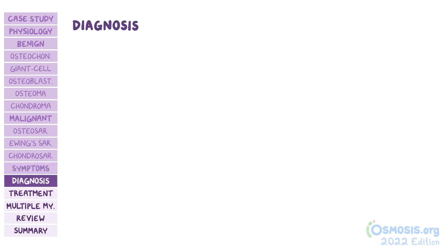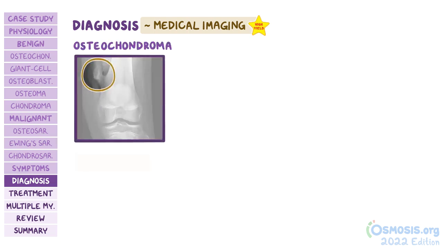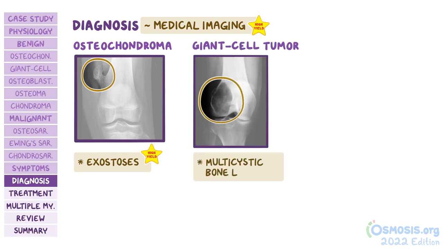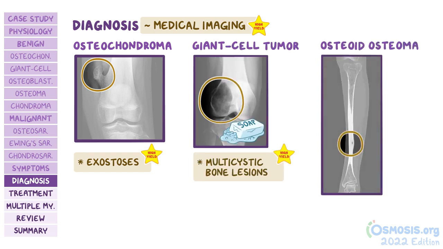The diagnosis of bone tumors starts with medical imaging, with some tumors having a few classic X-ray findings that are very high yield. For example, osteochondroma causes exostoses. Giant cell tumor forms multicystic bone lesions that look like soap bubbles. An osteoid osteoma is typically seen as a bony mass under 2 cm with a radiolucent core.